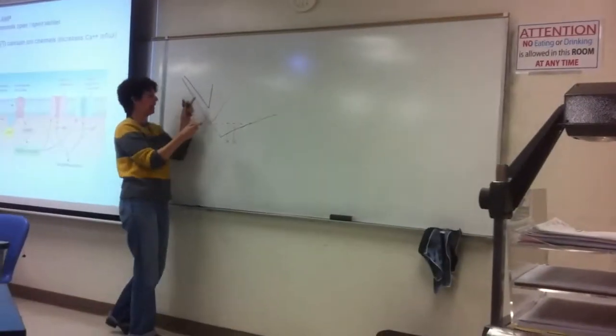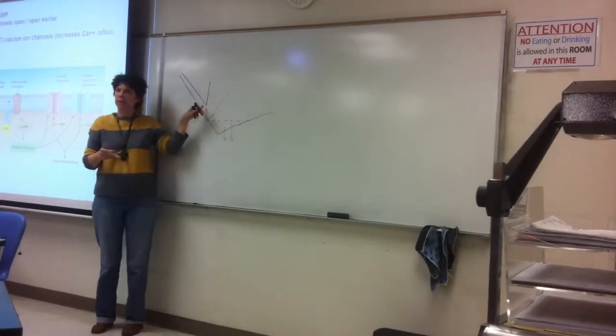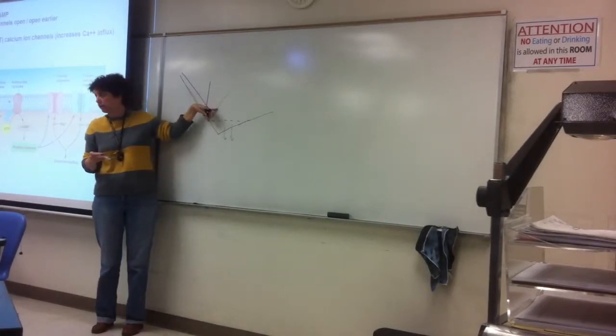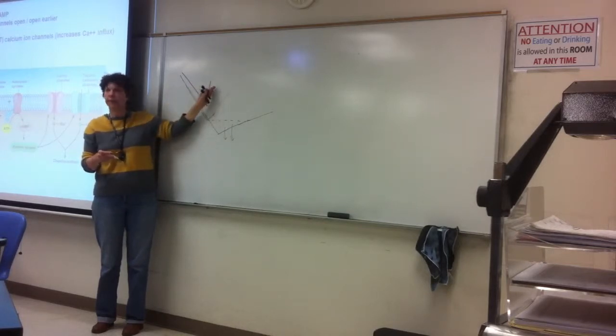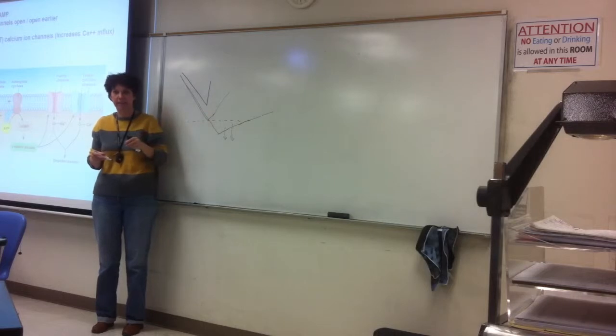I've exaggerated there, but we start earlier at a higher, more positive level, so it doesn't take as long to reach threshold for the autorhythmic cells. Plus, with a steeper gradient, more positive ions are coming in at a faster rate, and it takes less time. Okay?